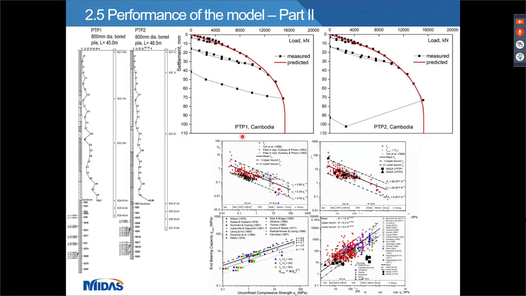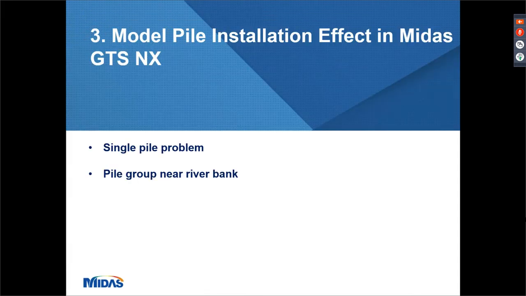Using the same model, we predicted the pile top settlement for two maintained load tests in Cambodia perfectly. The piles were 800 mm diameter bored piles socketed into grade 3 sandstone. These are class A predictions, where the predictions were made before the load test. That concludes the introduction of the new t-z and q-w model.